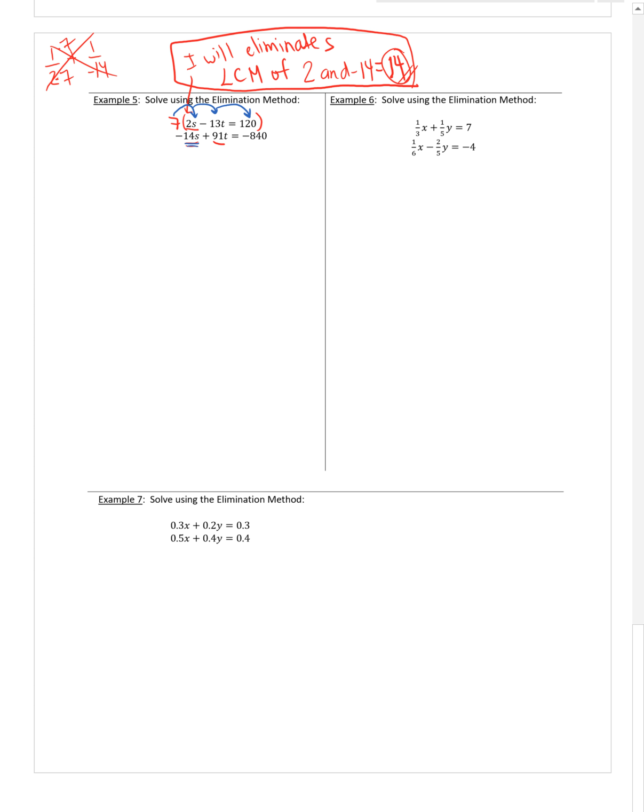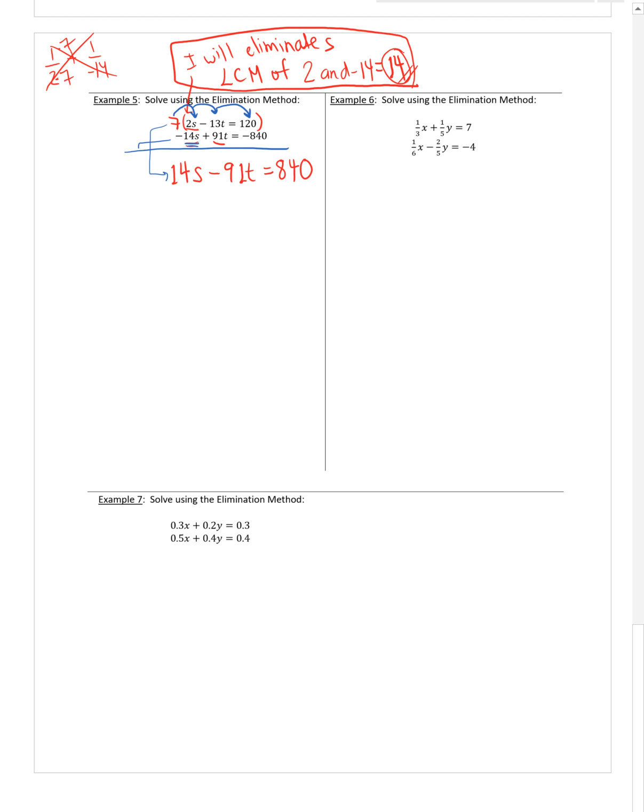So there are times where you kind of get lucky and only one of the equations has to be multiplied by something and the other one does not. So I'm just going to multiply the top one by 7. That'll give me 7 times 2s is 14s. 7 times negative 13t is negative 91t. And then 7 times 120 is, let's see, 840. That's looking a little familiar, right? That's kind of scaring me.